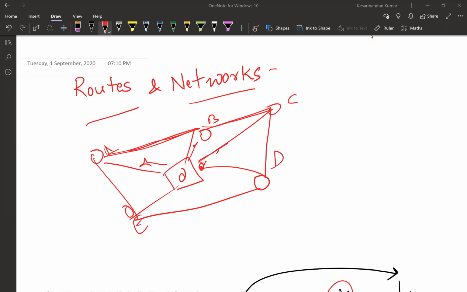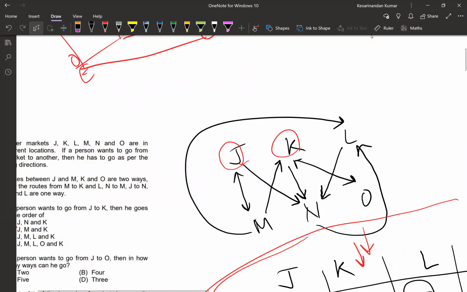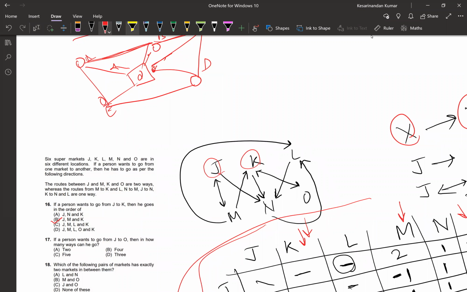So going forward, let's have a look at this question. This question states 6 supermarkets J, K, L, M, N and O, in 6 different locations. If a person wants to go from one market to another, then he has to go as per the directions, and the directions are given. So from J to M and from K to O, it's both directions. You can travel in both directions. Otherwise, as given in the question, you have to follow the single direction only.